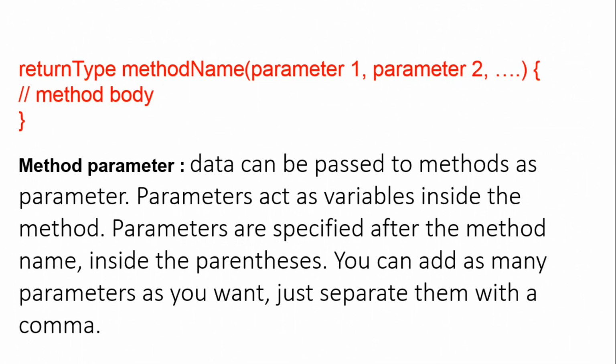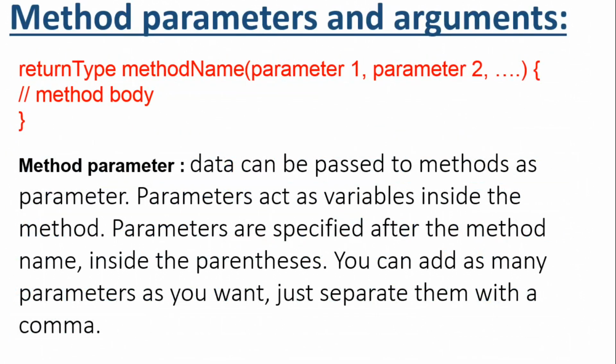This is a syntax for a method with parameters. Return type, same as previous method. Method name, and these are the parameter 1, parameter 2. And this is method body.